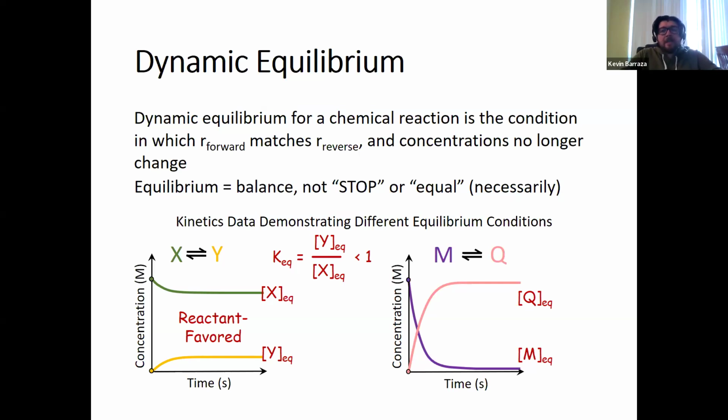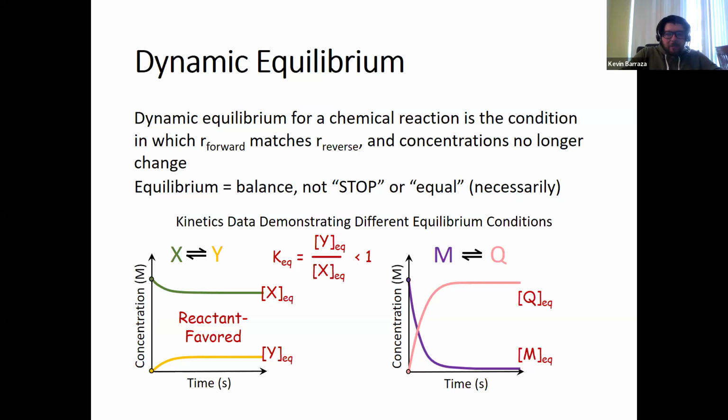So numerically, we say if a reaction has an equilibrium constant less than 1, I should expect that I'm not going to make a lot of product from this reaction. It's going to be a reactant favored equilibrium.